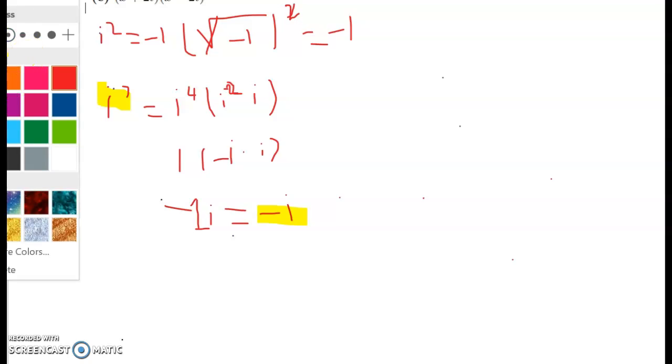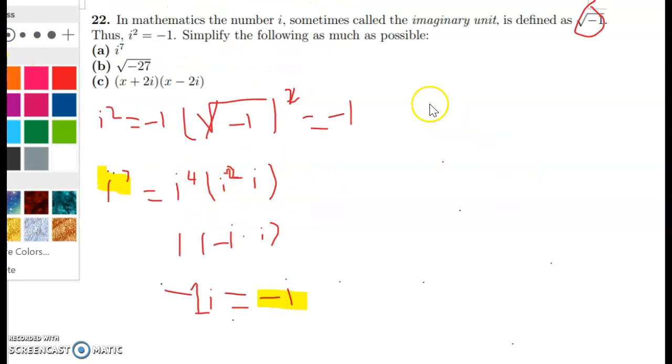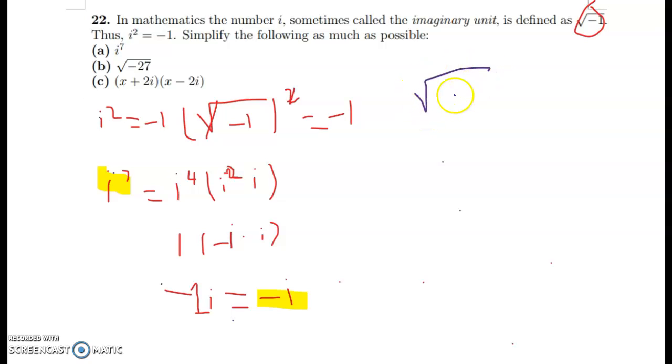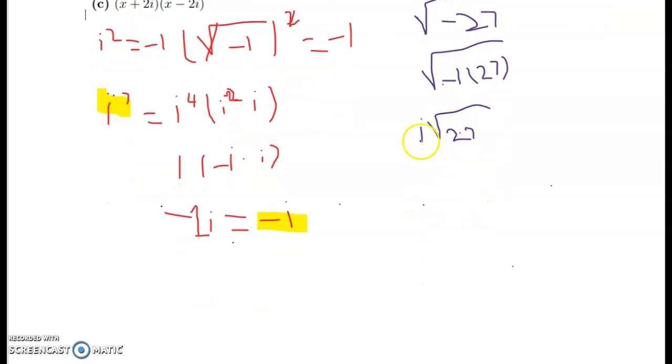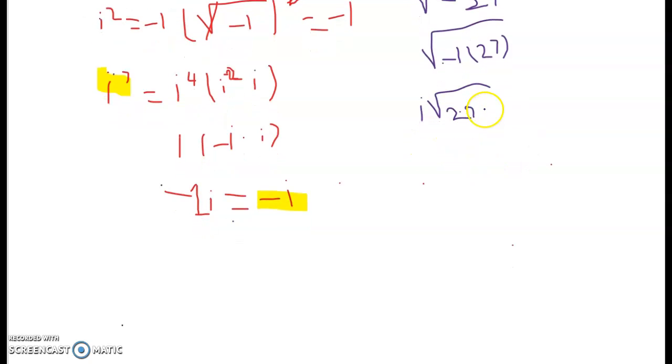So for B, they're giving us the square root of -27. We can simplify it. First, we want the negative out because that's a problem, right? So we can say -1 times 27, which is the same thing as -27. But we already know the square root of -1 is i, so we can put that out. i times the square root of 27, right? But 27 we can still simplify, right?